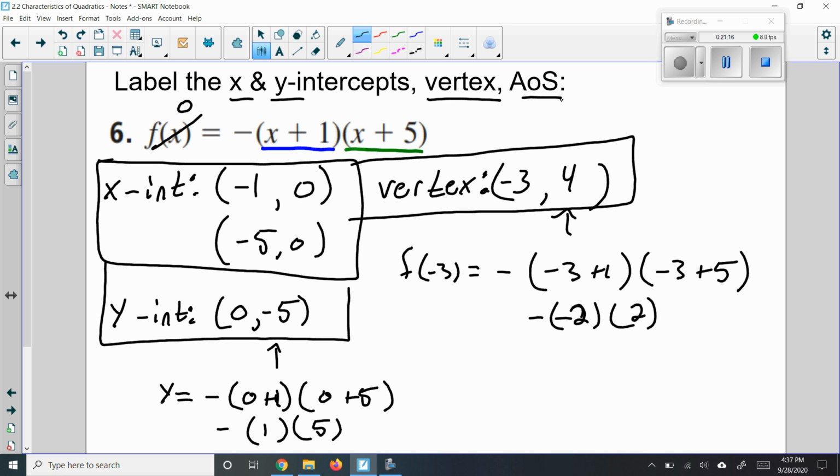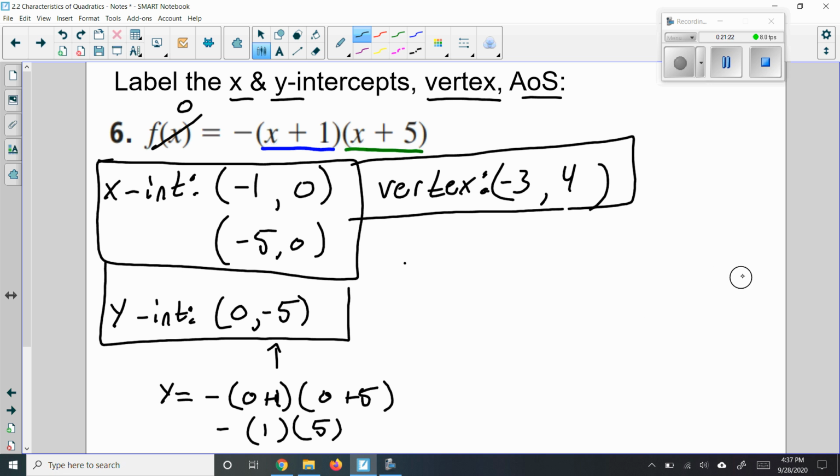Well, the axis of symmetry is just a vertical line that goes through the vertex. So the axis of symmetry is the line x equals, well, the x-coordinate of the vertex is negative 3.